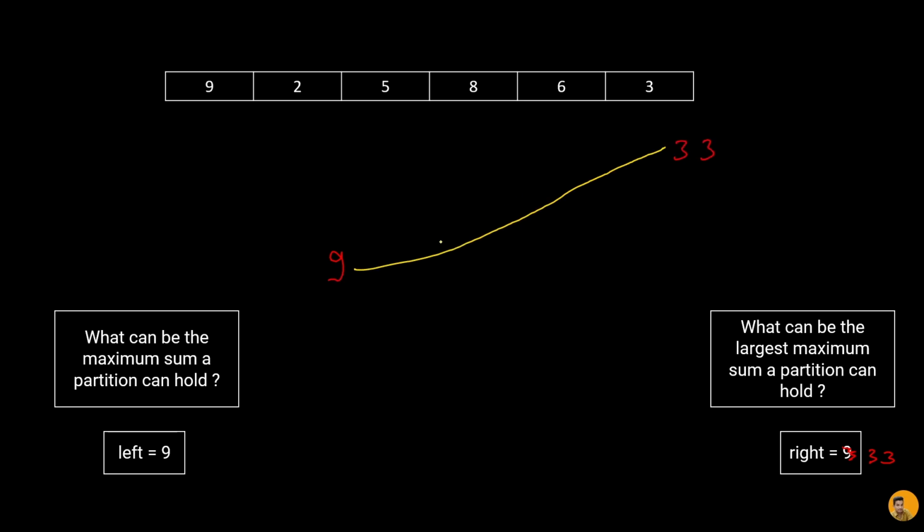So somewhere over here, you can't go below this, you can't go up here. So now you have to find the sweet spot where you are going to do the partition, and that is going to give you the perfect result. So if I calculate the mid of this, 9 plus 33 divided by 2 is 21.